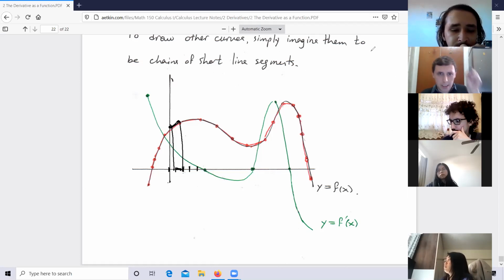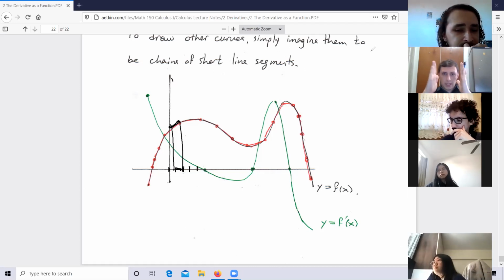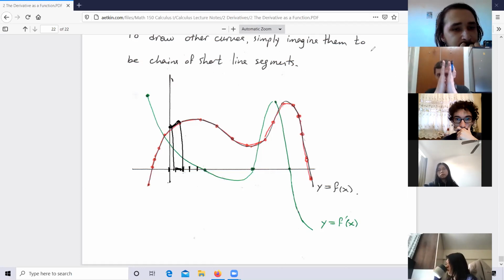So that green curve, I can imagine getting the approximation for it by selecting an ever narrower mesh over the x-axis. I slice the x-axis into very small segments, and I calculate the slopes over those small segments, and then I have horizontal lines that will look more and more like actual points.